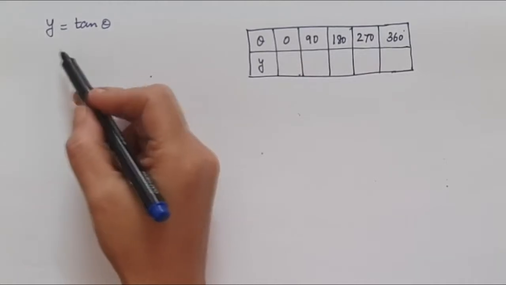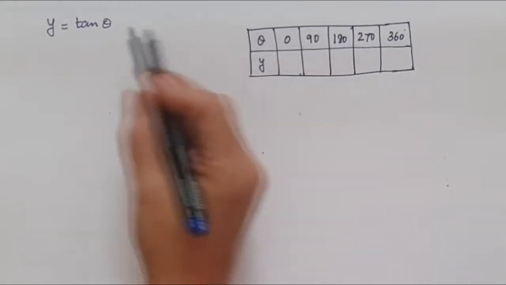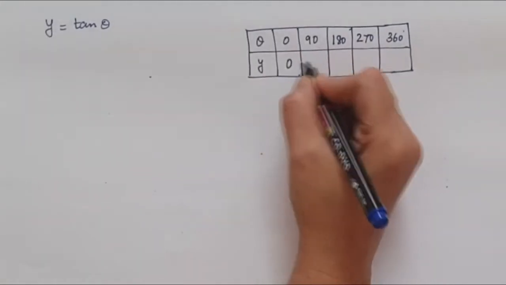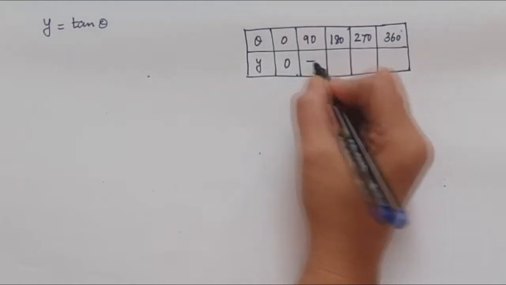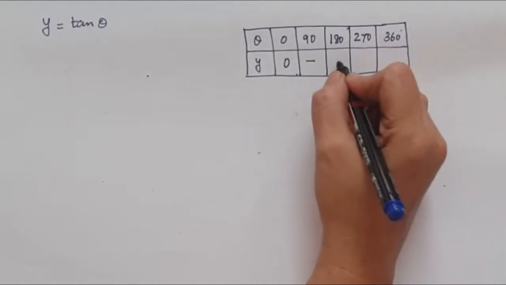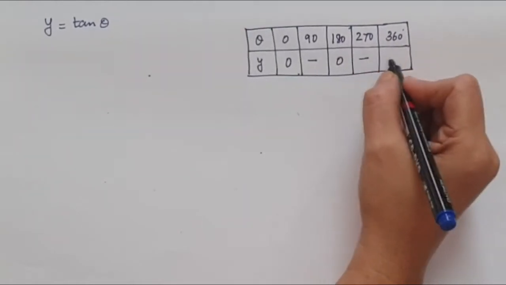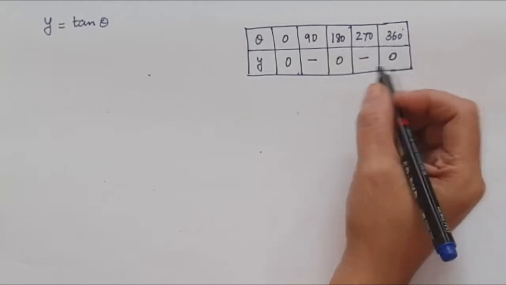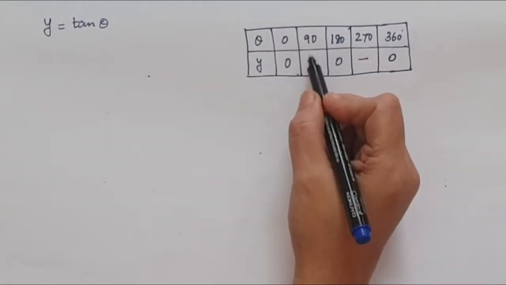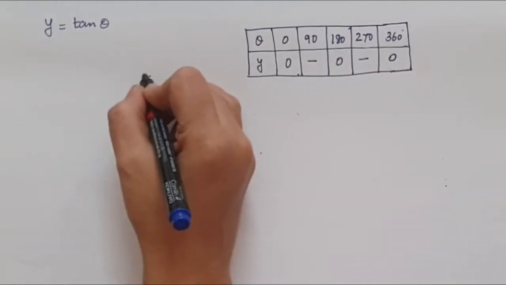Now we will draw the graph of y equals tan theta. When we substitute the value of theta as 0, tan 0 is 0. Then tan 90, you cannot find the value, it is infinite. And 180 will give us 0, 270 you cannot find the value, 360 will be 0. That means y equals tan theta does not pass through the points 90 and 270. So we'll just draw the graph for this.